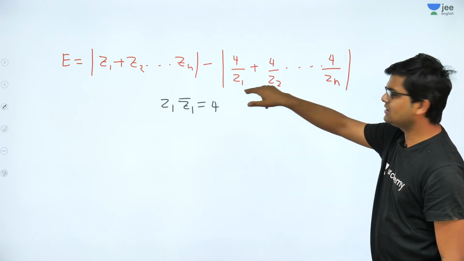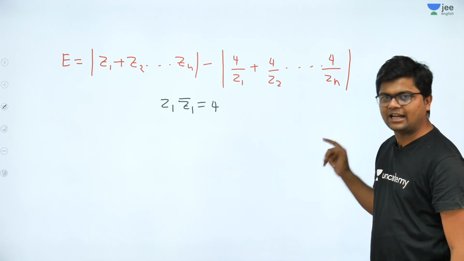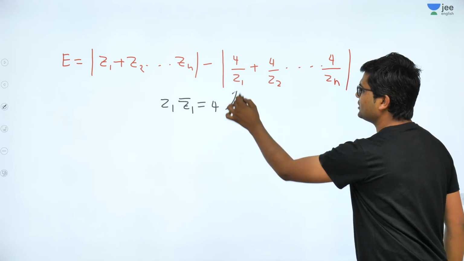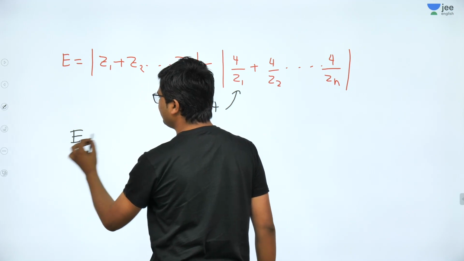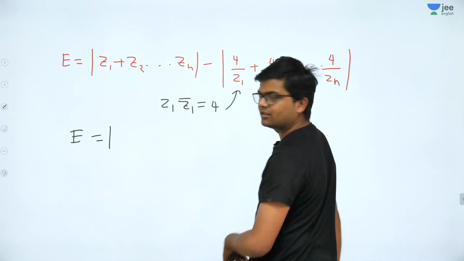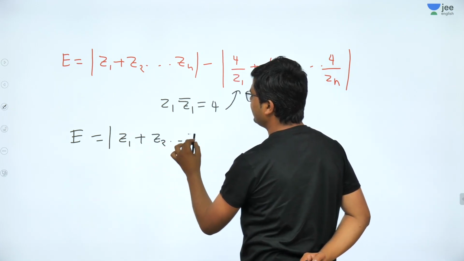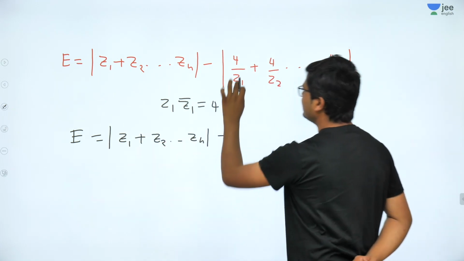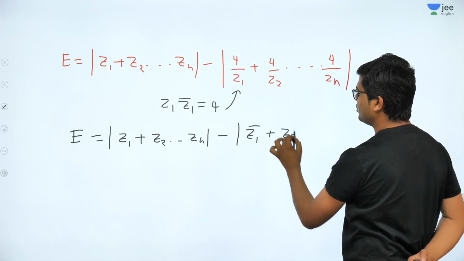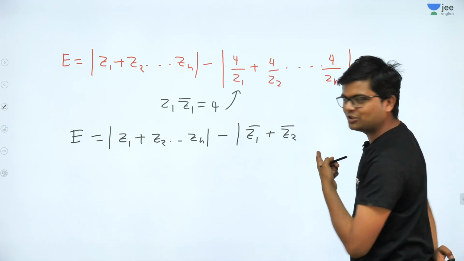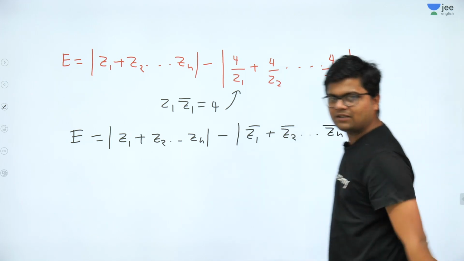Because it will cancel the Z1 which is in the denominator, it will cancel the Z2, it will cancel the Zn. So applying these transformations in all of these terms, the expression for E will become: Z1 plus Z2 till Zn, minus Z1 conjugate plus Z2 conjugate till Zn conjugate. It is a very interesting question. I hope everybody must have understood it.